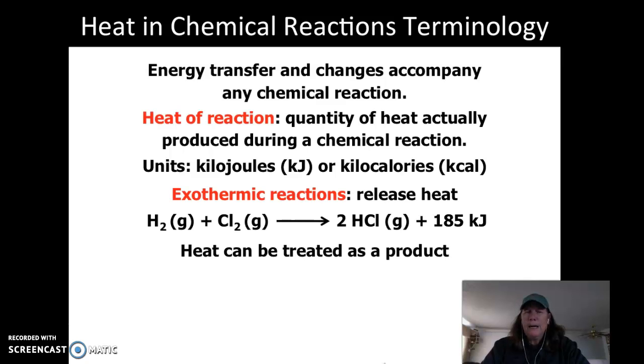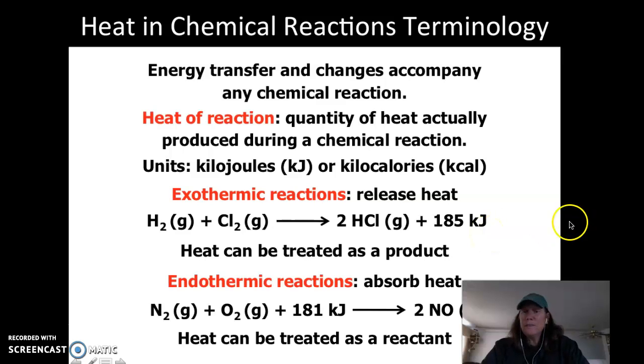If it's an exothermic reaction, and this is what most reactions we see are, exothermic. If I take hydrogen and chlorine and put them together, I get hydrochloric acid, and it gets hot. The temperature goes up. So this is going to be an exothermic reaction because it releases energy. So heat is actually one of the products. Exo meaning it releases heat.